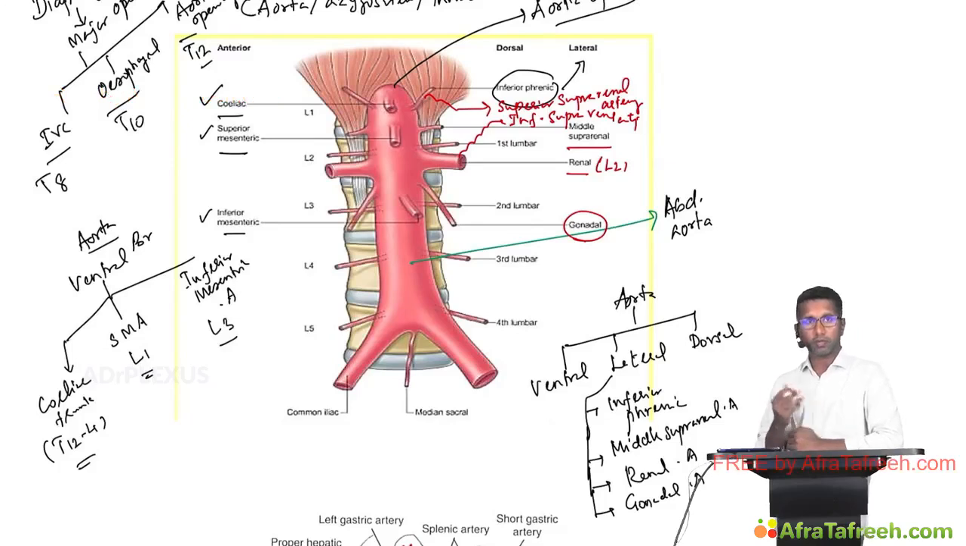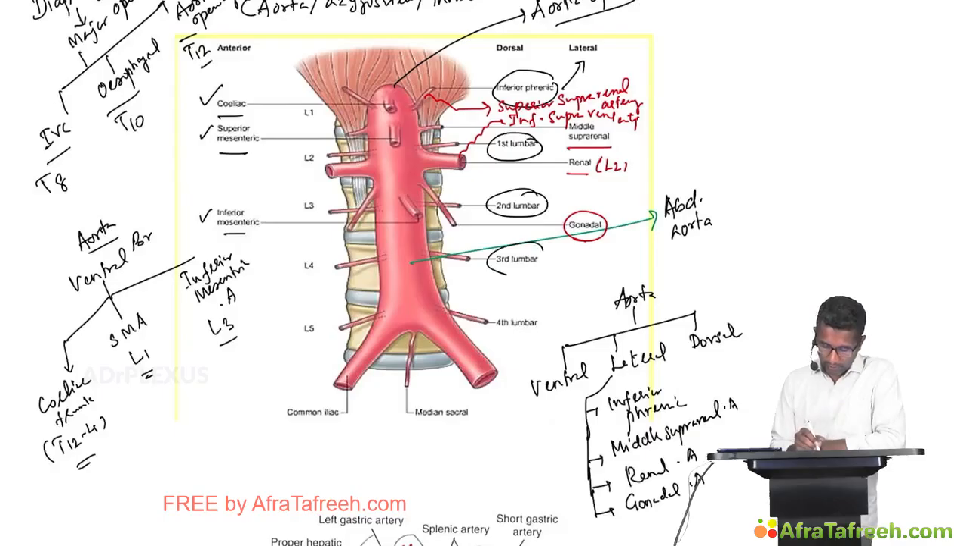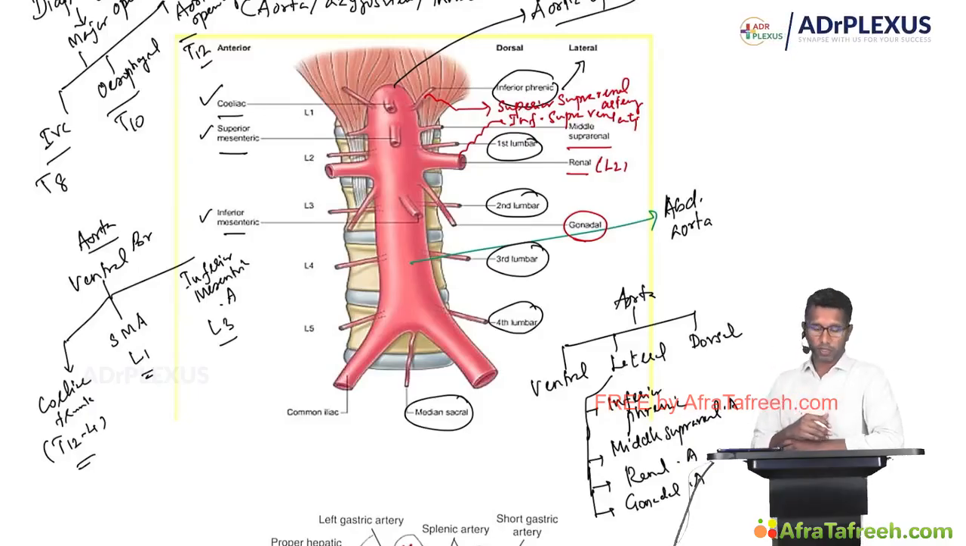And what are all the dorsal branches? The dorsal branches are 4 lumbar arteries and 1 median sacral artery. So you can see the first lumbar, second lumbar, third lumbar, and the fourth lumbar arteries, and the median sacral artery arising from the dorsal aspect of the abdominal aorta.